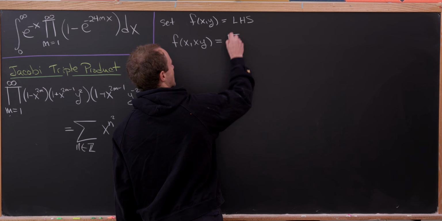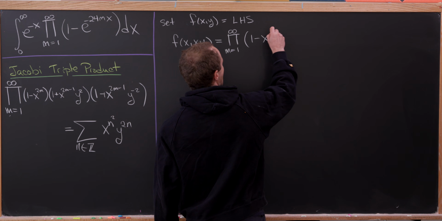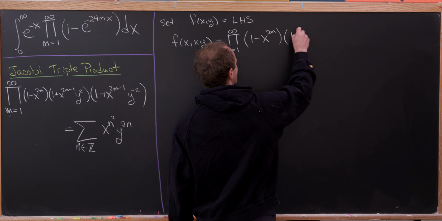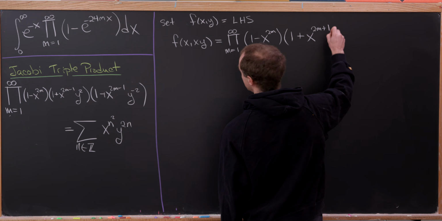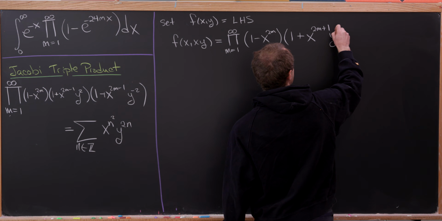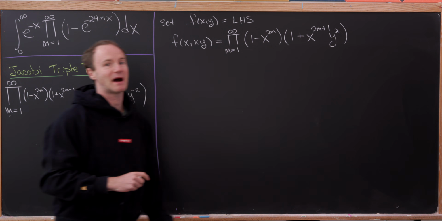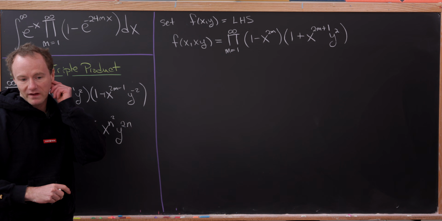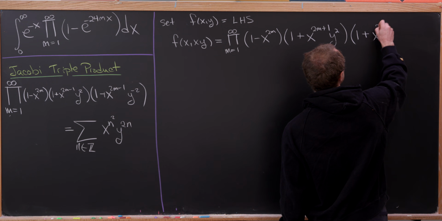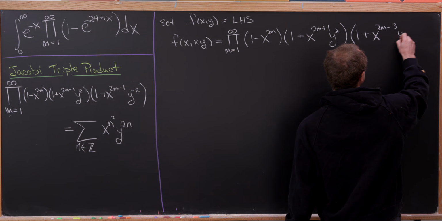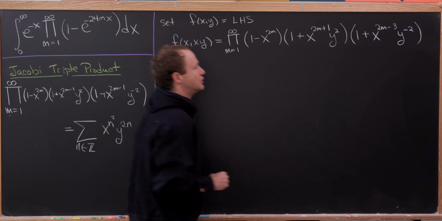So let's write out this product. So we have the product as m goes from 1 to infinity. We have 1 minus x to the 2m. And then here we'll have 1 plus x to the 2m plus 1 times y squared. And that's because we pick up an extra x squared, which boosts that x to the 2m minus 1 to an x to the 2m plus 1. And then that's going to be multiplied by 1 plus x to the 2m minus 3 times y to the minus 2. And that's because that picks up an x to the minus 2, which is going to boost that down.